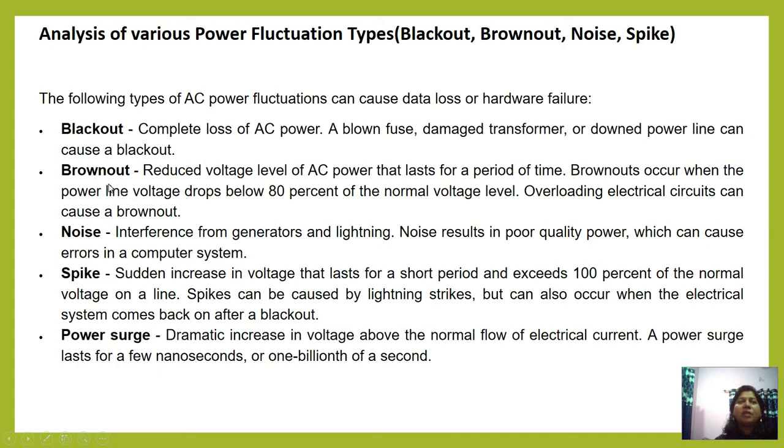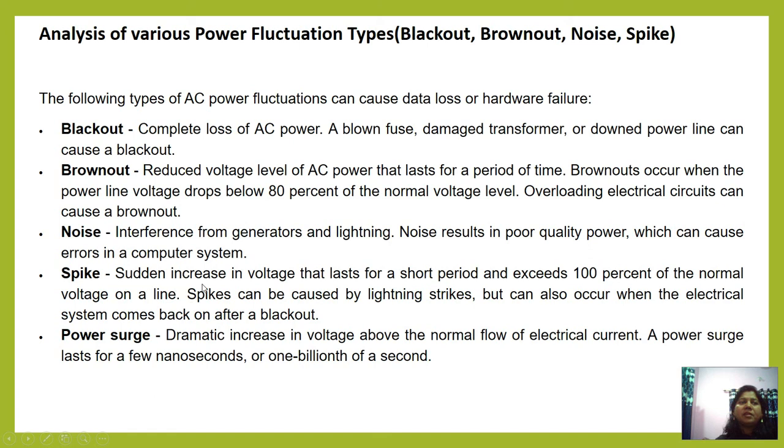Then brownout, a reduced voltage level of AC power that lasts for a period of time. A brownout occurs when the power line voltage drops below 80% of the normal voltage level. Overloading an electrical circuit can cause a brownout. Then next is noise, interference from generators and lightning. Noise results in poor quality power, which can cause errors in a computer system.